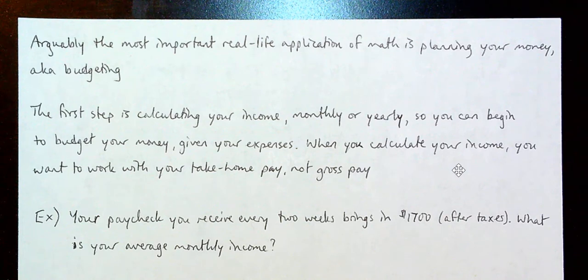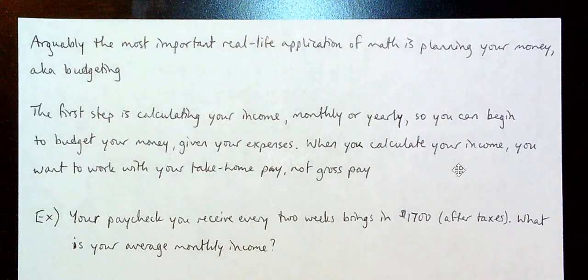So the first step in all this is calculating your income. It could be monthly income, weekly income, yearly income, whatever. And this is the first step in allowing you to budget your money and calculate what your costs are and whether or not you'll have money left over at the end.